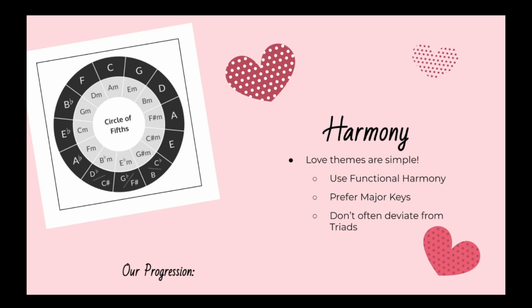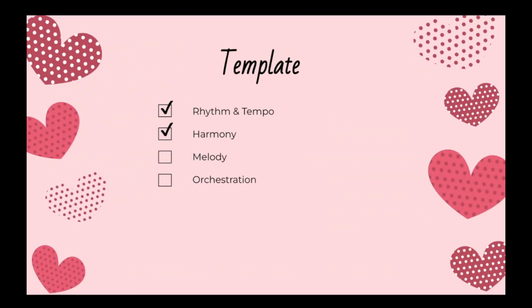Our progression goes C major, F major, E minor, D minor, C major, F major, A minor, and then G major. With our chord progression figured out, our next step is to write a melody. Now, once again, simplicity here is key.